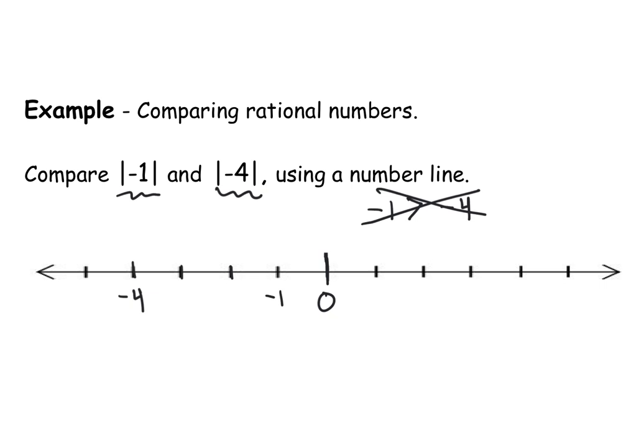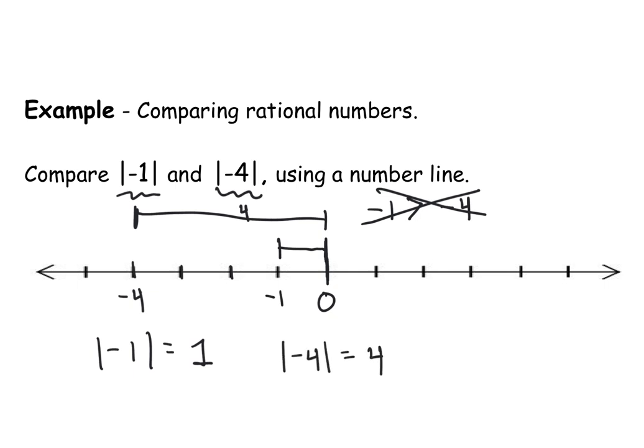So let's first of all think about the absolute value of negative 1. The distance from 0 is 1. So the absolute value of negative 1 is actually 1. The absolute value of negative 4, the distance it is from 0, is 4. So our absolute value of negative 4 is equal to 4. What we're actually doing here is comparing 1 to 4. And in this case, 4 is clearly bigger than 1.